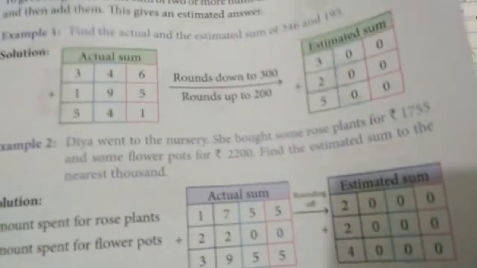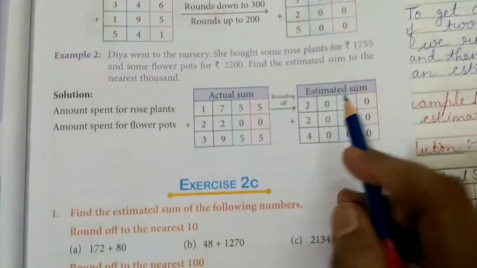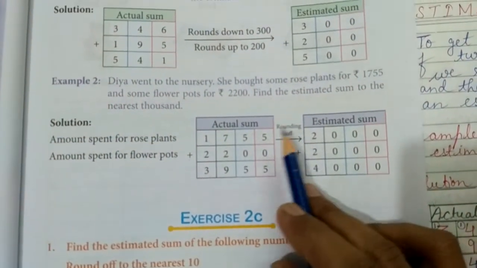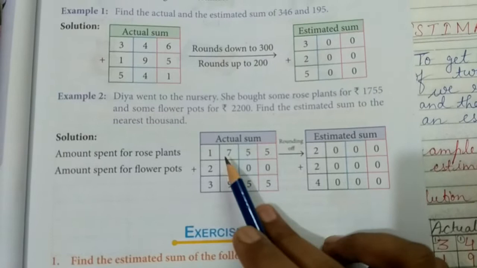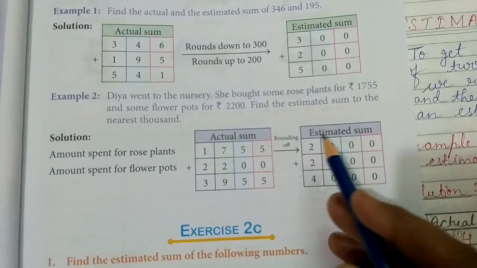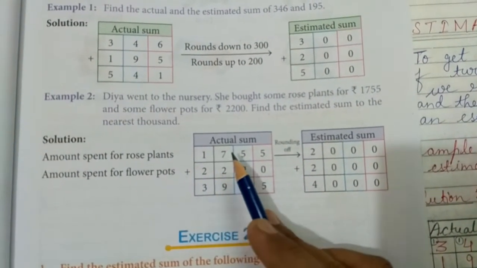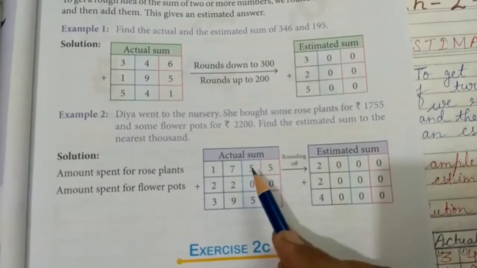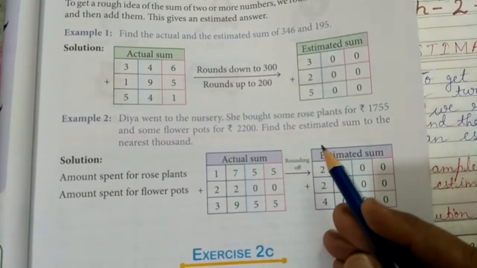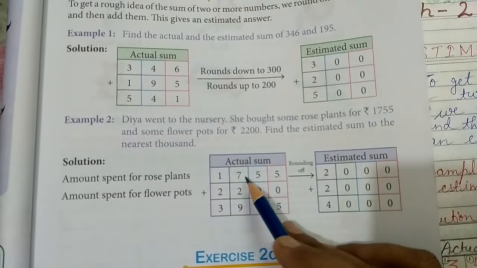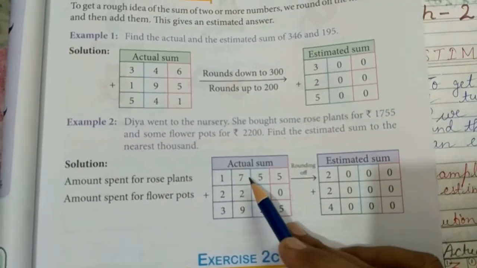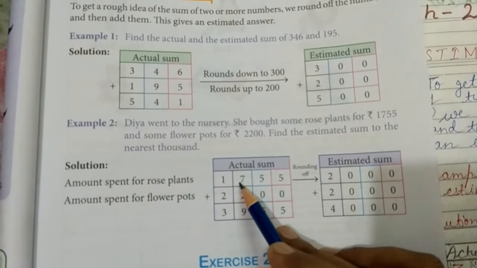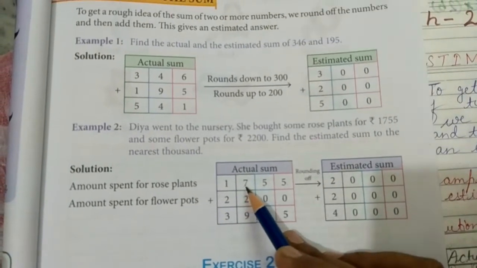So before calculating the estimated sum, we have to round off the given amounts to the nearest thousand. While rounding off any number to the nearest thousand, we check the digit at the hundreds place. Where do we check the digit? We have to check the digit at the hundreds place.